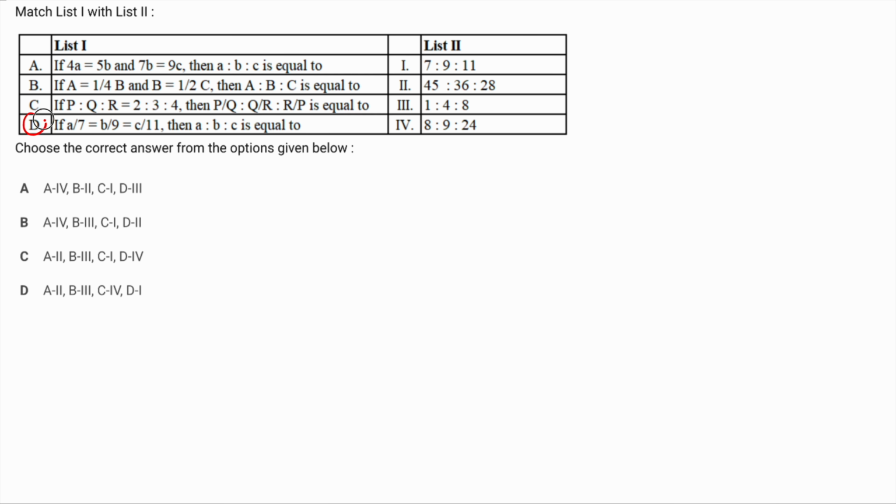Let's look at the D part, guys. In the D part, A by 7 is B by 9 is C by 11. If A by 7 is B by 9 is equal to C by 11, then we can say that A is to B is to C will always be equal to 7 is to 9 is to 11. There's a proof for this, guys. You can assume all of them to be equal to, let's say, K.